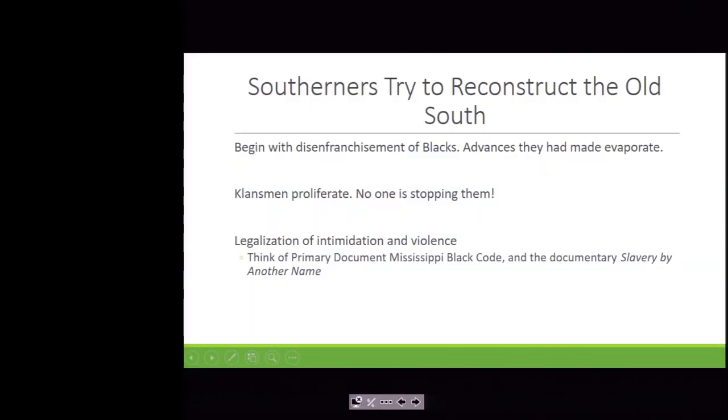In our image analysis, we talked about the Ku Klux Klan. The Klan membership explodes. No one is going to stop anything they do. And this leads to the legalization of intimidation and violence. And so in the module coming up, you'll read about the Mississippi Black Code, and you'll watch a documentary called Slavery by Another Name, and this will lead right into that information. That picks up where we are leaving off today.